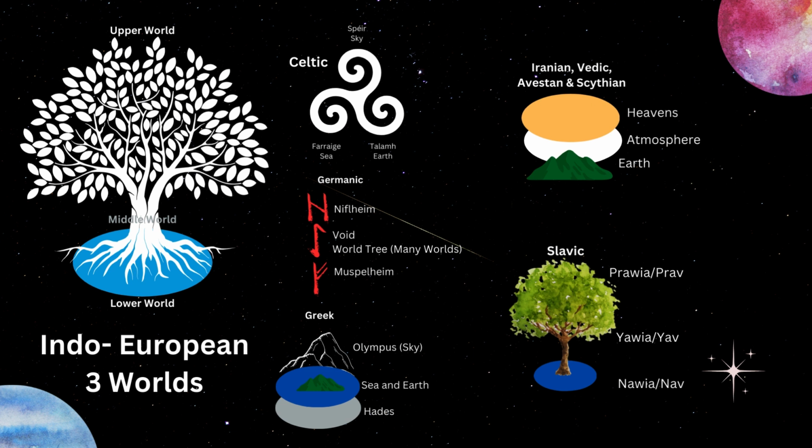I usually do this for my Slavic work, where I talk about Pravia, Yavia, Navia. But in my other works, I also use the basic Indo-European model of upper, middle, and lower worlds to kind of understand where I am while I'm doing my practices and workings.